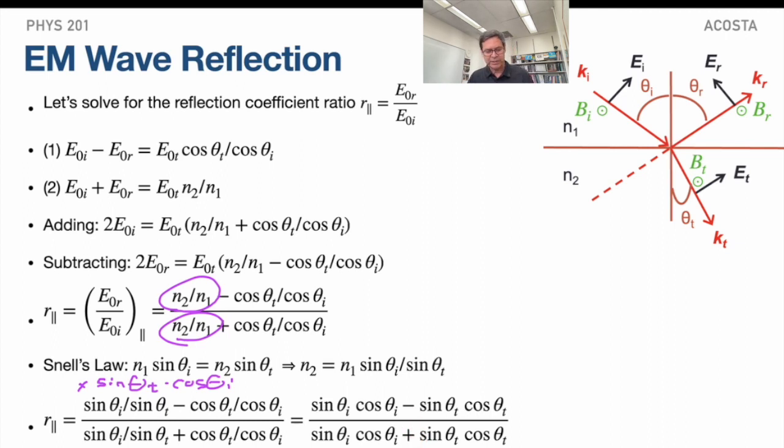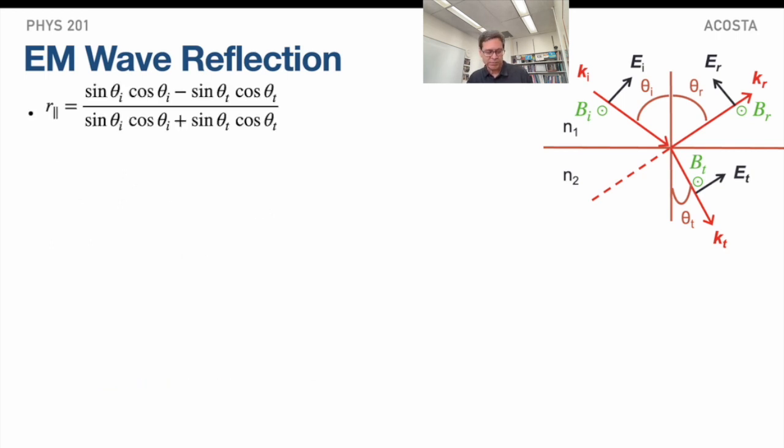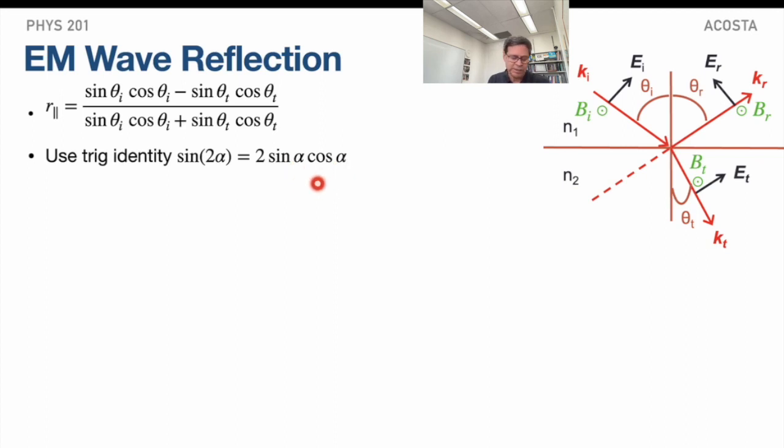All right, so we're just kind of doing some gymnastics with the trig functions, and we'll do a few more. So that's what we left with from the last slide. That's the equation for r parallel. Let's do a few more trig identities, because here we have products of sines and cosines. One trig identity is a double angle identity: sine of 2 alpha is twice the sine of alpha times the cosine of alpha, where alpha is some angle.